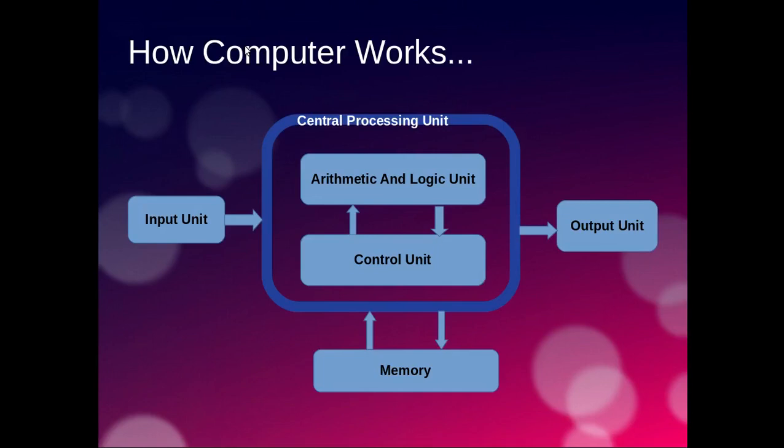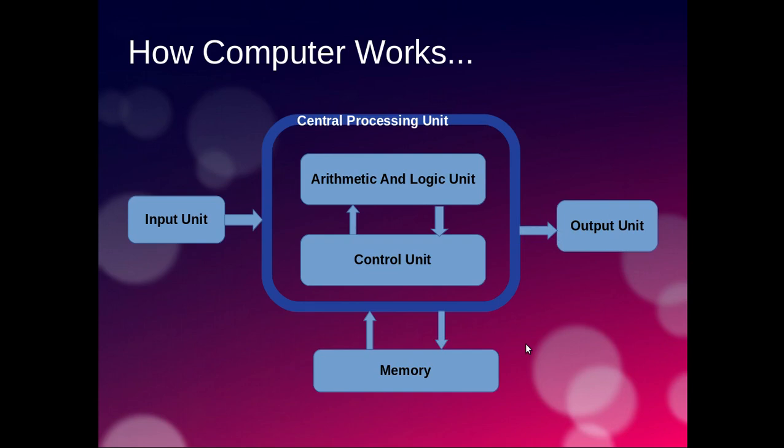Today's topic, how a computer works. Let's see the diagram. Input units. From input units, the computer takes some instruction and data that is going to the CPU. It has two parts, arithmetic logic unit and control unit. With that, memory works to do the processing. Then after, it is coming back to us through output units.